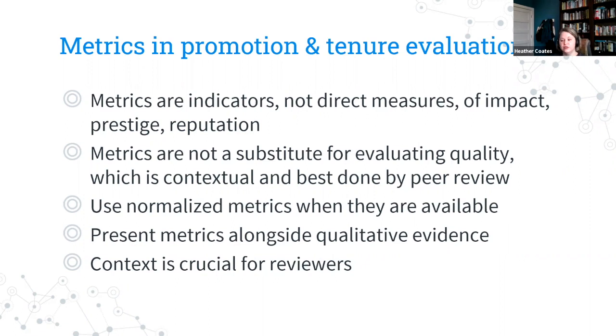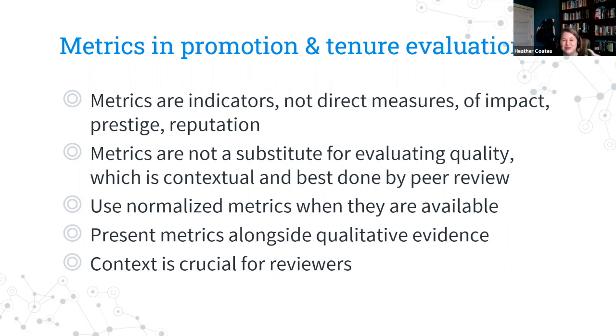We encourage folks to use normalized metrics when they are available. And what I mean by normalized metrics are, they are metrics that have been statistically adjusted to compare like to like. So normally these are adjusted by field or discipline, publication year or time frame, sometimes it's shorter than a year, and by the type of article. So for example, you don't compare original research articles to review articles.